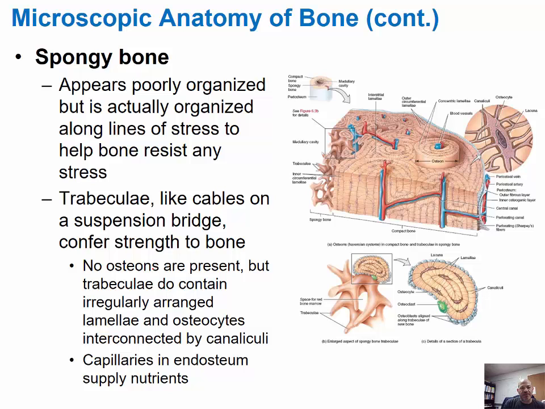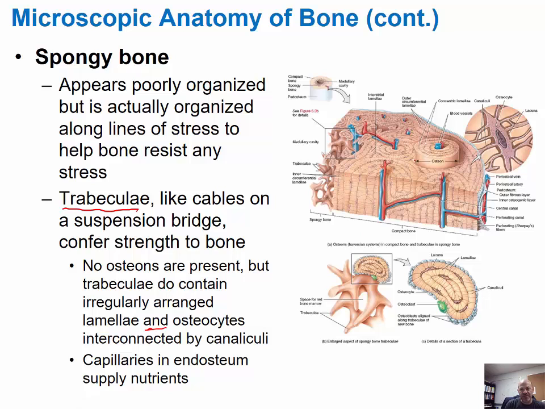So looking at spongy bone now, it appears to be poorly organized, but is actually organized along lines of stress to help bone resist any of the force stresses on it. So we'll tend to see structurally that the direction of the trabeculae within the spongy bone are going to follow some of the lines of force that the bones experience. The trabeculae are going to be like cables on a suspension bridge to help provide strength to the bone. They do not have osteons, but the trabeculae do contain irregularly arranged lamellae and osteocytes interconnected by canaliculi.